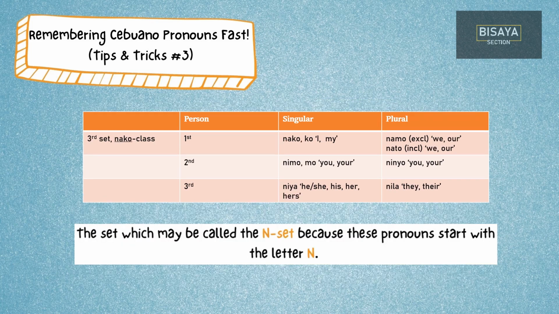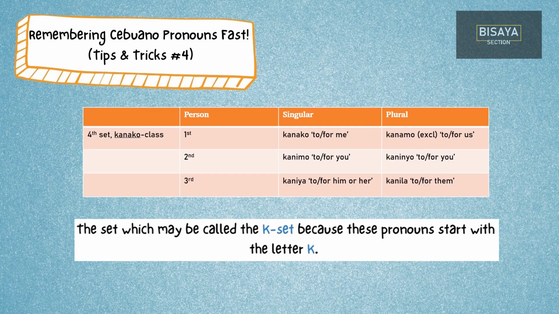Tip number 3 is easy to remember. The third set, which is the nako class, may be called the N set because these pronouns start with the letter N. So if you notice that there is a word that starts with the letter N inside a sentence and it's not in the front or in the back, but in the middle part of the sentence, it should be a pronoun which is part of the third set.